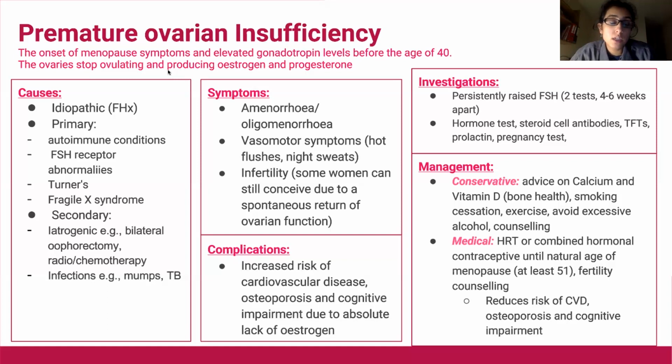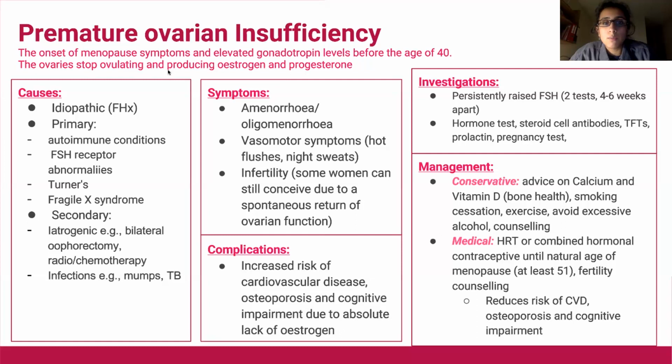And then secondary causes are iatrogenic. So if you've had an operation to remove the ovaries, if you've had radiotherapy or chemotherapy to the ovaries, or infections as well. So mumps and TB can damage the ovaries. Symptoms are the same as menopause.